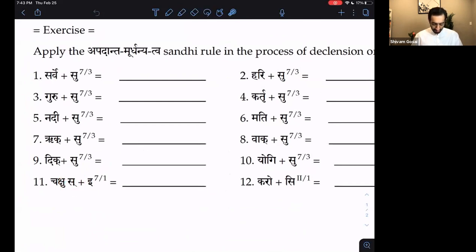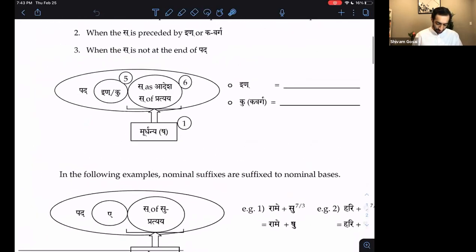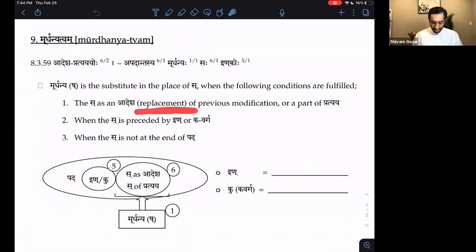It's an adesha. It's preceded by in. And that sakara is not at the end of a pada, because the end of the pada is here. And therefore, this sa becomes sha. So chakshushi becomes chakshushi. Adesha, its literal translation, means a replacement. Sometimes it'll replace something else. It can be an addition as well, something that's added there.